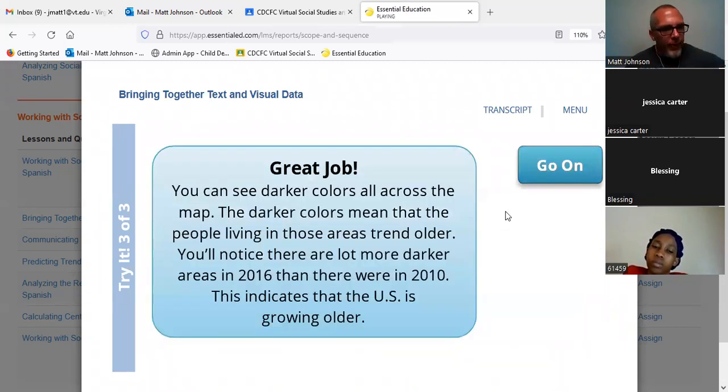Great job! You can see darker colors all across the map. The darker colors mean that the people living in those areas trend older. You'll notice there are a lot more darker areas in 2016 than there were in 2010. This indicates that the U.S. is growing older.